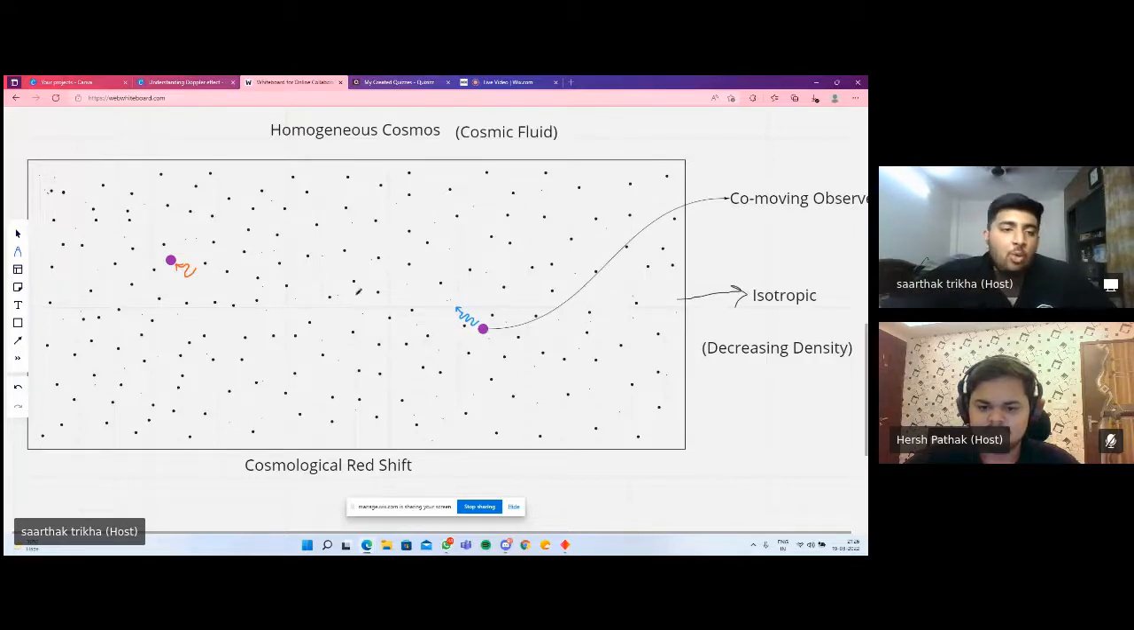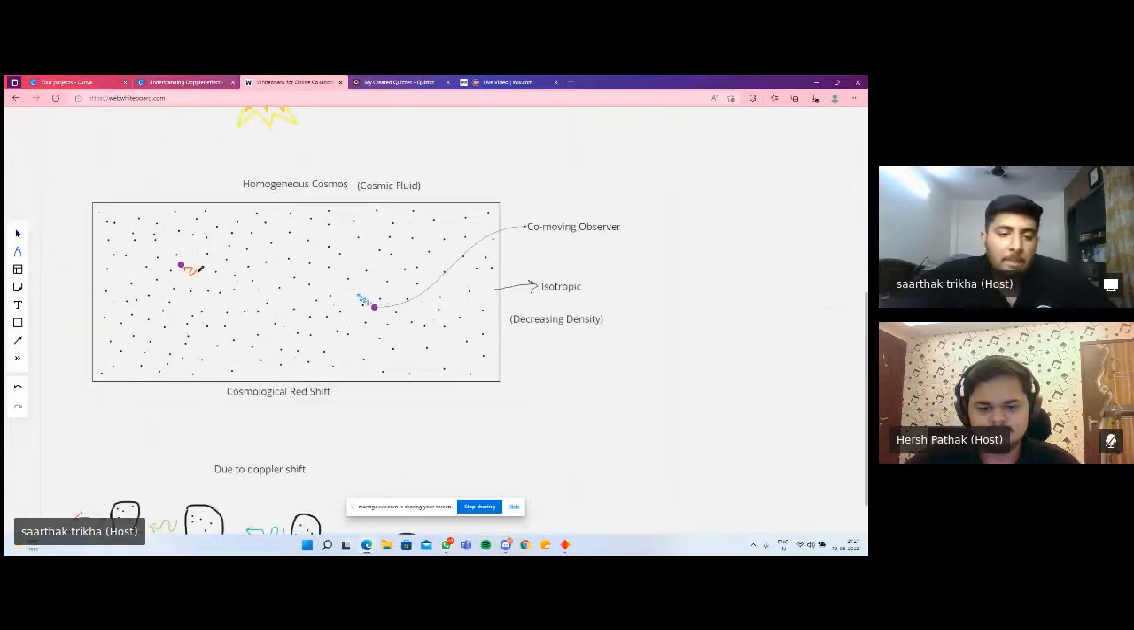So if we consider two co-moving observers which are expanding with the universe, and a beam of light is sent from one and received by the other, we will notice that this blue light changes to red. Now this is called your basic cosmological redshift.